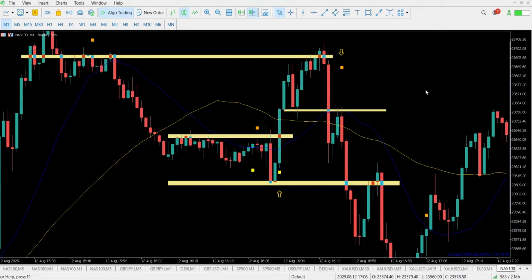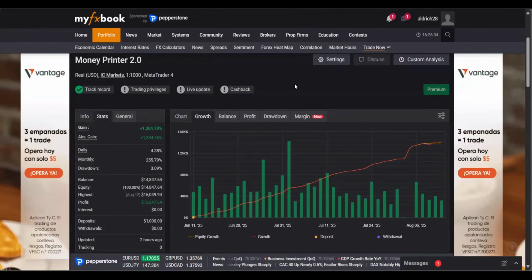Okay, so let's go. As you know, in most of my videos I show you some progress, some real life results of whatever strategy I am showing you. In this case, this is Money Printer 2.0, that's the name of the indicator. It's available, you can check the link below. This account started from $1,000 and so far it has reached almost $15,000. It's very simple to use, and we're going to go through how to use it.